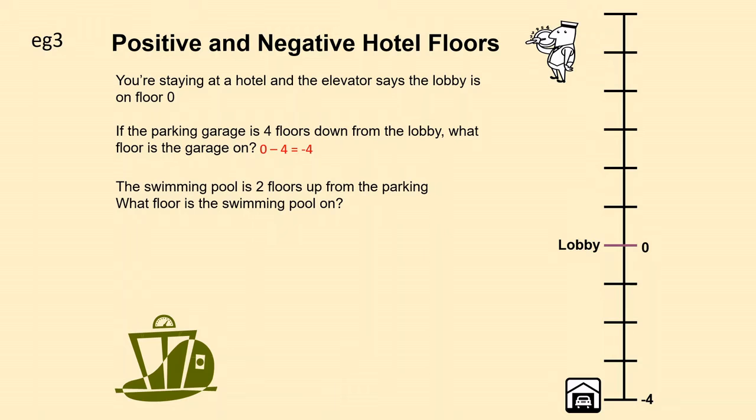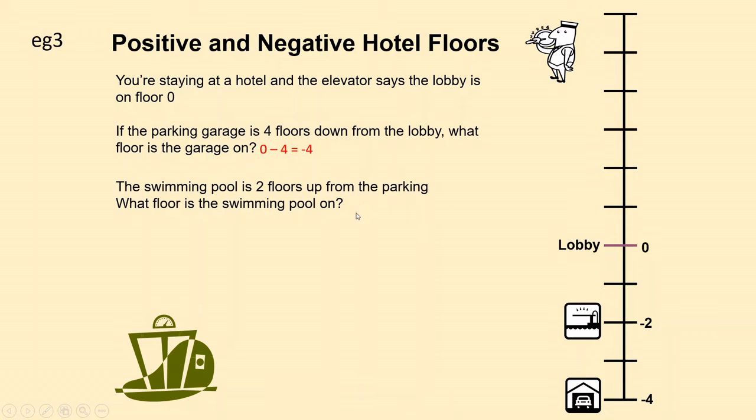Next, the swimming pool is 2 floors up from the parking. What floor is the swimming pool on? Well, here's my parking garage. I'll go up 1, 2 floors, and there's my swimming pool. Think about what integer value that would be. That's 2 higher than -4. Remember, that's 2 less negative, and that's going to take me to -2.